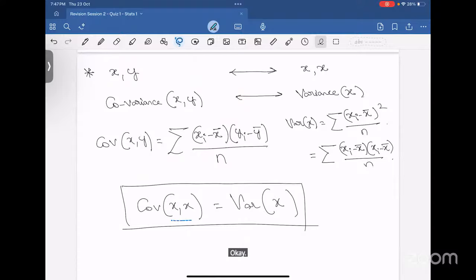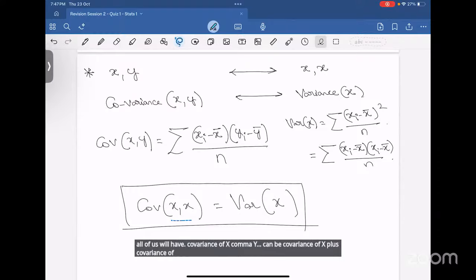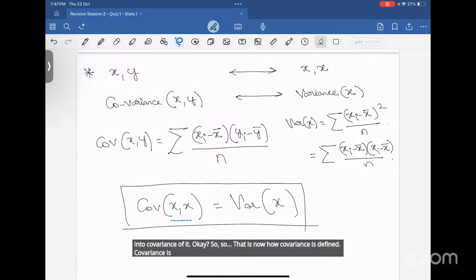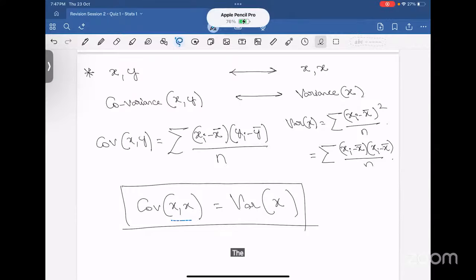Is this clear for everyone? I know this is a common misconception all of us will have, that covariance of x comma y can be covariance of x plus covariance of y, or covariance of x into covariance of y. Now that is how covariance is defined. Covariance is basically the variance of the combined data set.